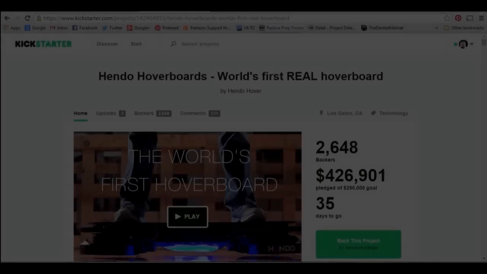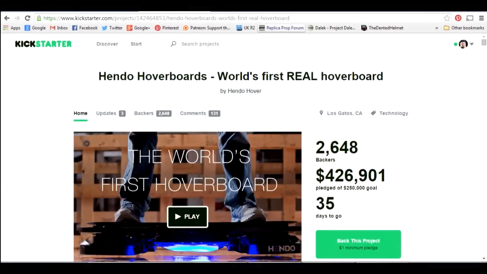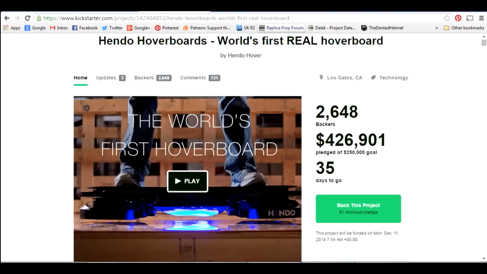So you may have seen in the technology news this Kickstarter for the Hendo hoverboard, the world's first real hoverboard. Hendo have got a Kickstarter up and they've raised quite a lot of money, as you can see there on the right, and they've actually made a real hoverboard which works. This video and the analysis is that it's real.